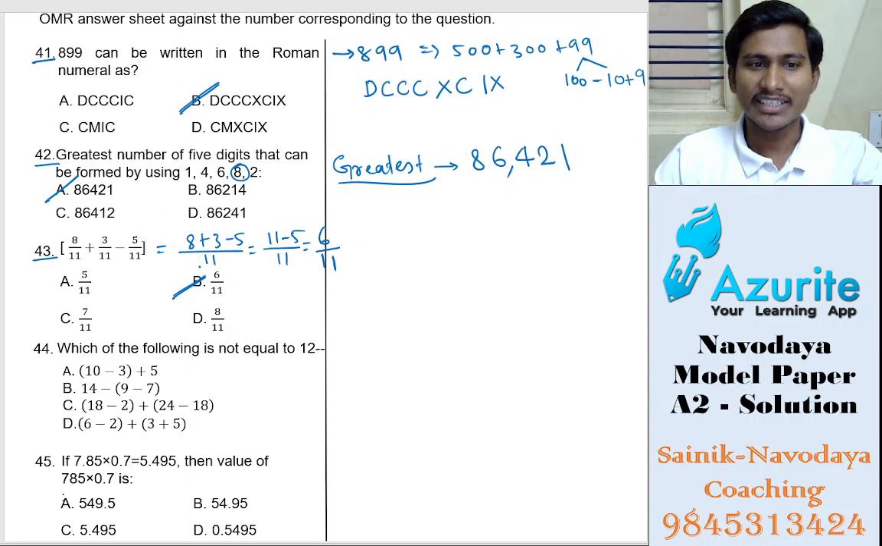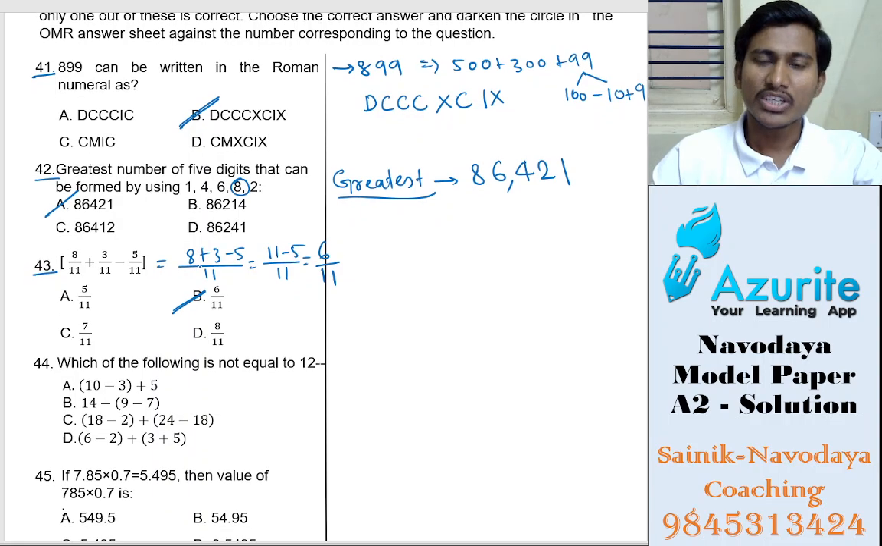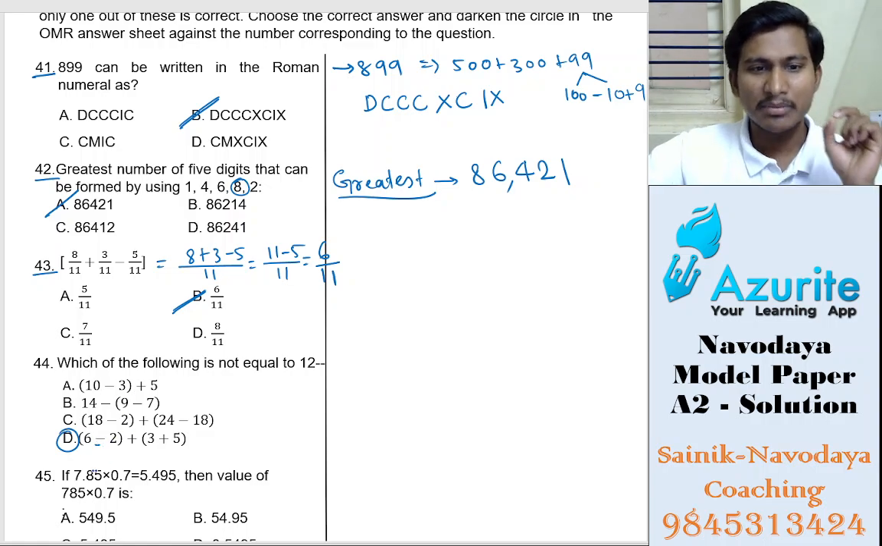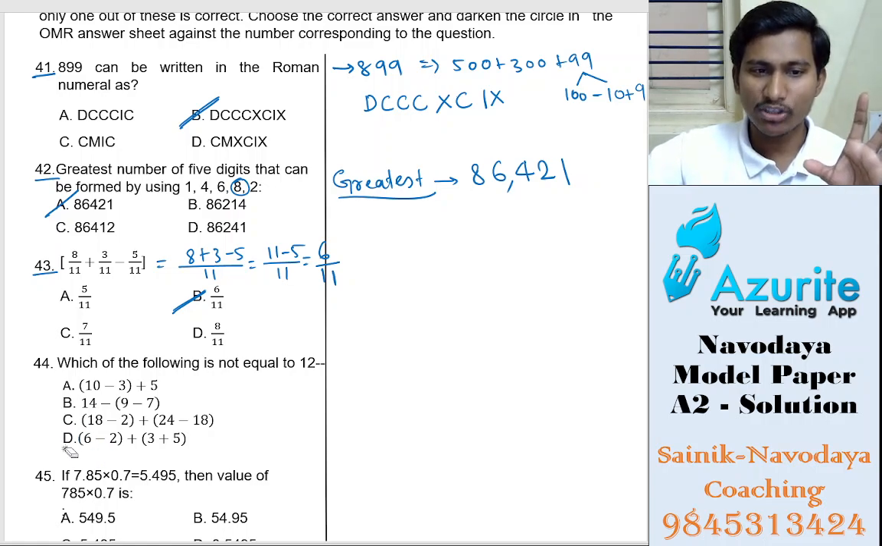Should we do next? That is 44 here. So here, a small correction. In the D option you make it minus. It may be printed as plus, so you change it to minus, okay? So in the D option, right? So this is the correction. So the question is, which of the following is not equal to 12, they are asking.